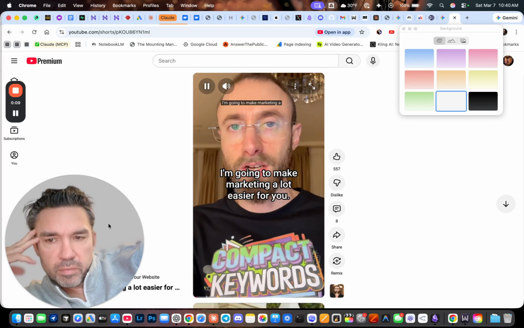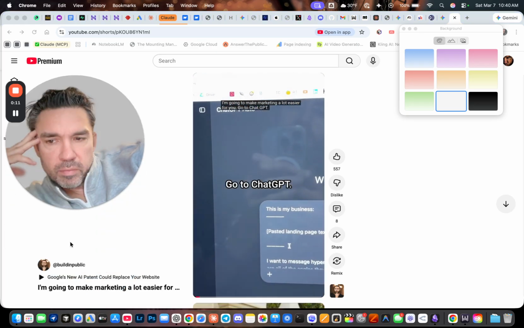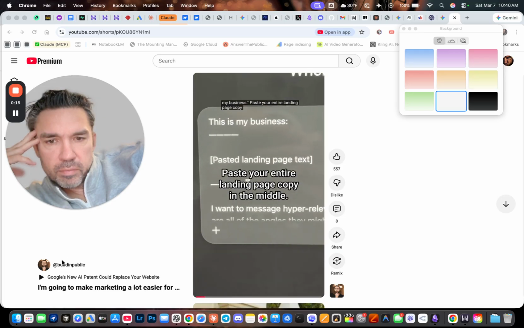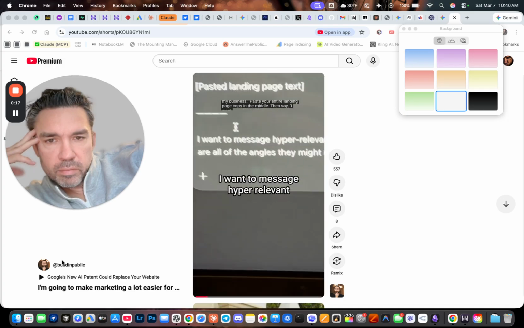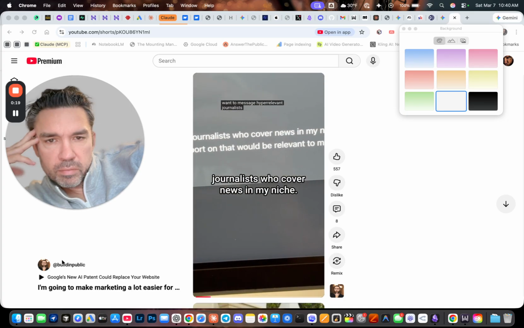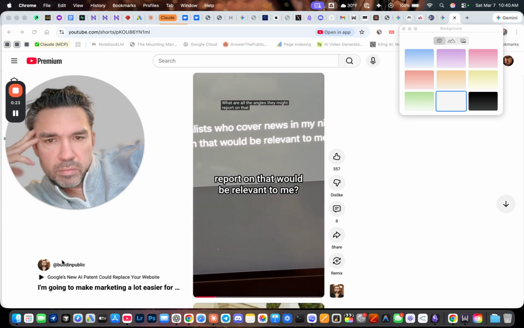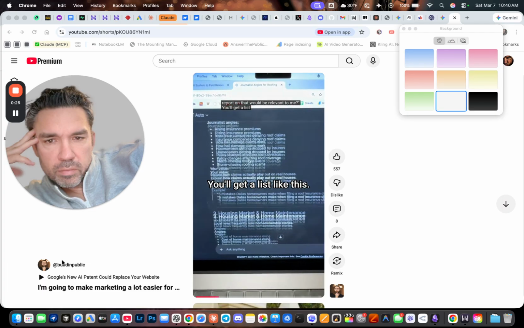I'm going to make marketing a lot easier for you. Go to ChatGPT, say, "This is my business." Paste your entire landing page copy in the middle. Then say, "I want to message hyper-relevant journalists who cover news in my niche. What are all the angles they might report on that would be relevant to me?" You'll get a list like this.